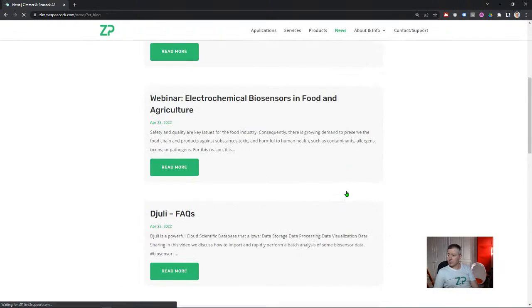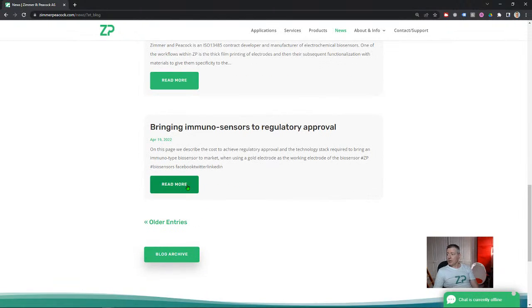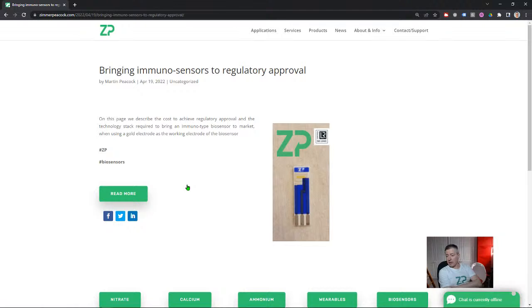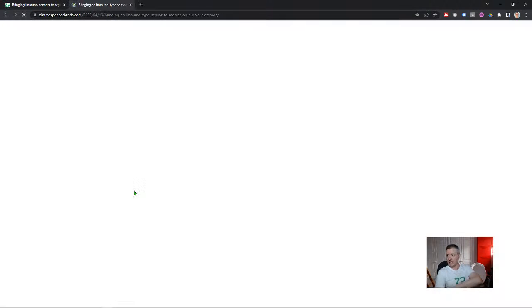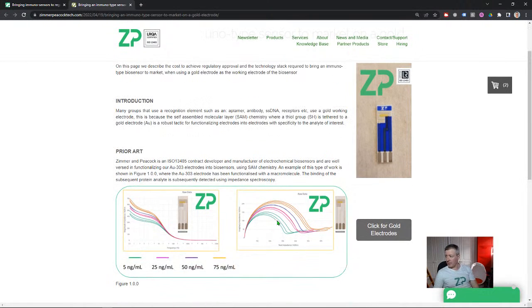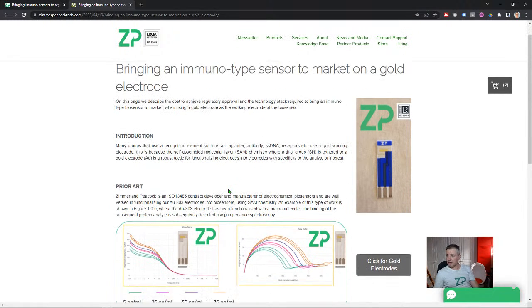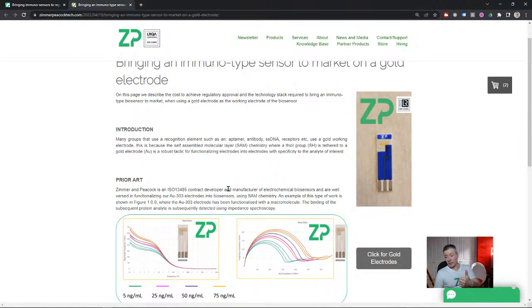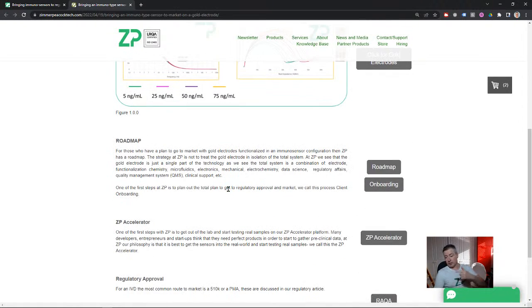So, some other news from Zimmer and Peacock for this week. We do get a lot of inquiries where people will come to us and say, I would like a gold electrode. Whenever somebody says that, what they're telling us is they want to make an immunotype sensor. And more frequently now, people are saying, I want to make an immunosensor and I want to interrogate it by EIS, electrochemical impedance spectroscopy. At ZP, we're able to show them that this can be done, because we at ZP have done it. We're able to show them a roadmap.